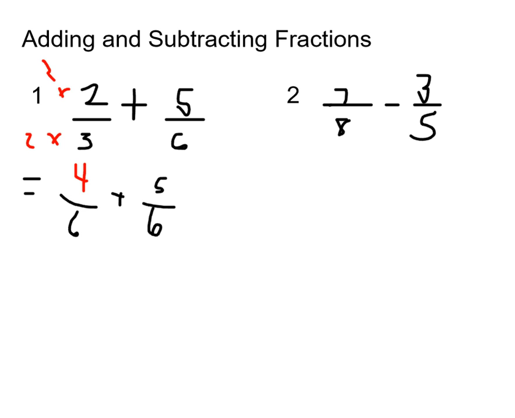All right, now all you do, once the denominators are the same, you just keep the denominator as is, and you add the tops. In this case, I get 9. Now you need to double check if you can simplify, and in this case you can, because 3 goes into both 9 and 6. So you're going to divide the top and the bottom by 3, and you will get 3 over 2.